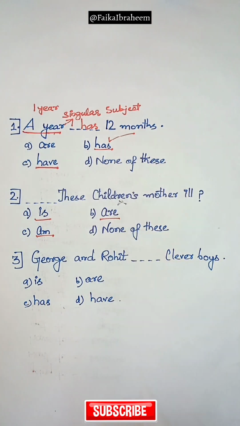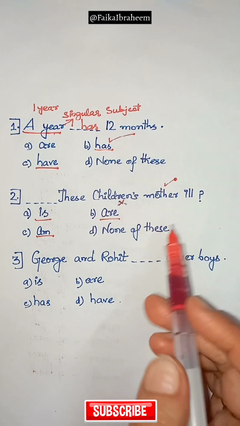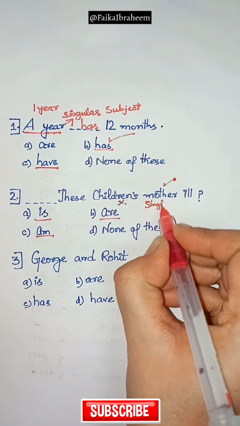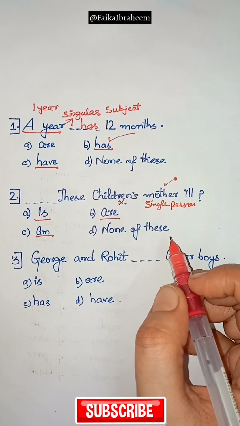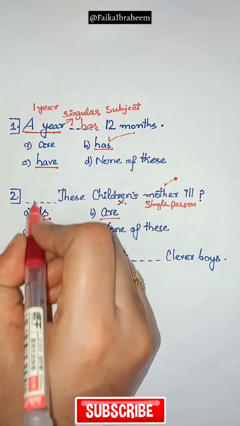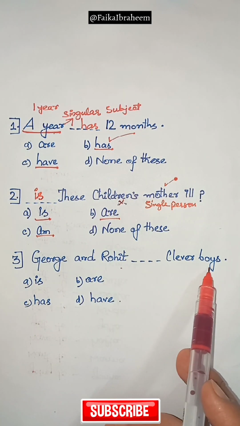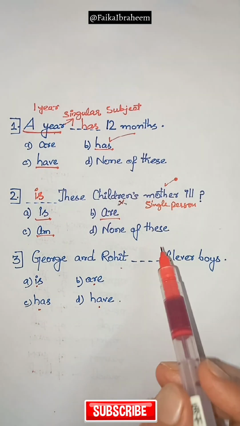So, here we aren't talking about the children, we are talking about the mother, and that's a single person, singular. So you're gonna use a singular verb here. So the singular verb is. So guys, do this one and let me know in the comment section.